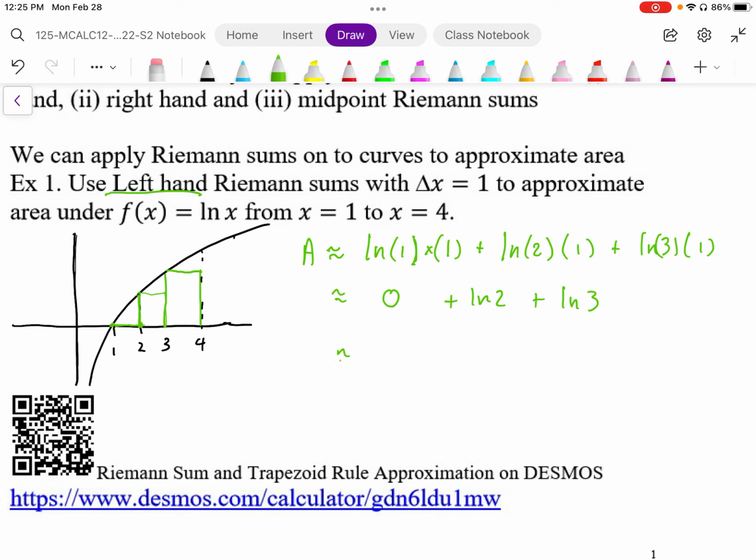We're going to use log properties. When I'm adding logs, I'm just going to combine that into log 6. And this works out to be approximately 1.79 units squared. So this area that we have shaded here is approximately 1.79 units squared.